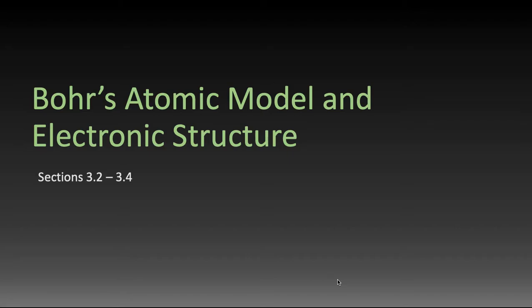This is part 2 of chapter 3 lecture. We're going to deal with Bohr's atomic model and electronic structure and how to draw electronic structures for every element and ion in the periodic table if we need to. These will cover sections 3.2 through 3.4, so read these as well as listening to or watching the video of the lecture, because it will help you to read it in the textbook as well.